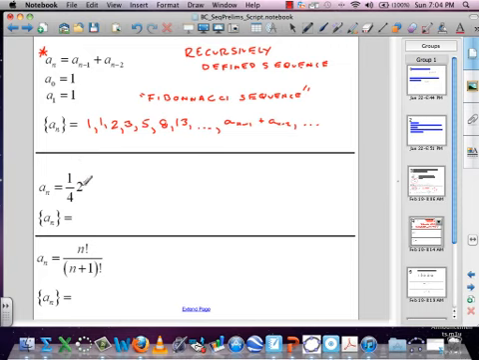I have 1/4 times 2 to the n, and let's let n start at 0 once again. So if n is 0, I'll have 1 times a fourth. And if n is 1, I'll have 2 times a fourth, which is a half. And if n is 2, I'll have 4 times a fourth, which is 1. If n is 3, I'll have 8 times a fourth, which is 2.